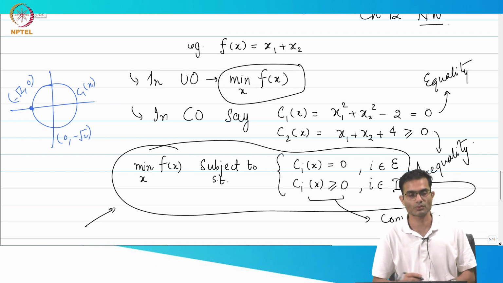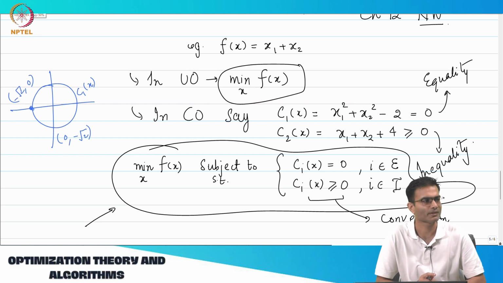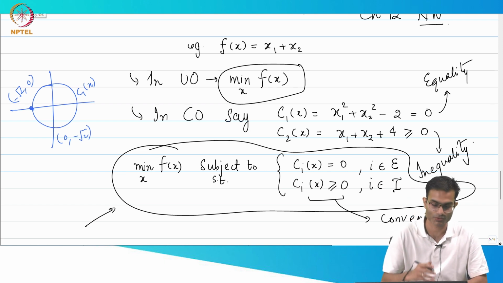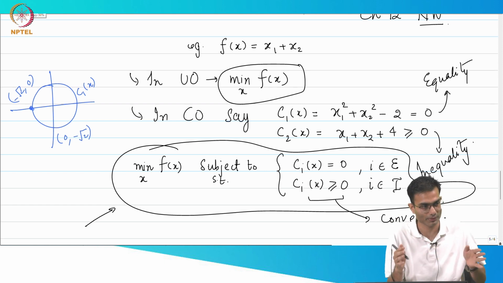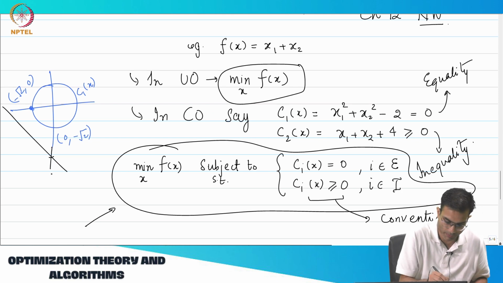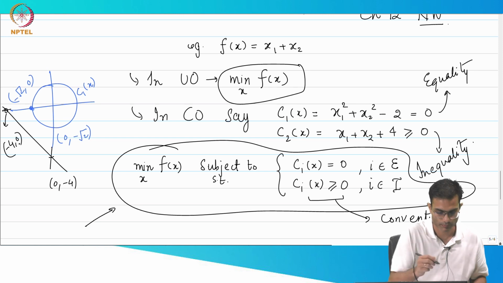Where is my c2(x)? What is the slope of this line c2(x)? Minus 1. What is the intercept? Minus 4. So, it is in the bottom left, it's like this. So, this is my 0 comma minus 4, and this point over here is my minus 4 comma 0.